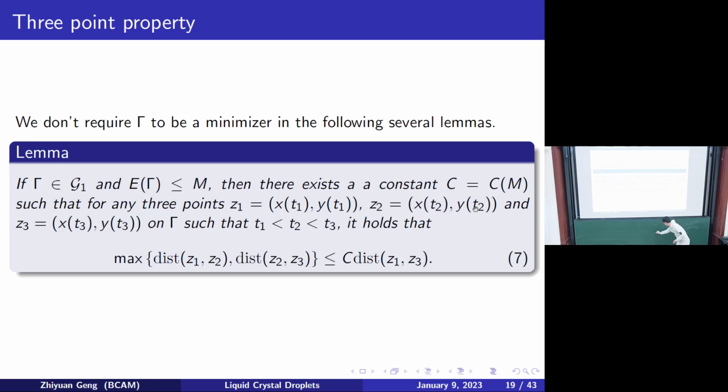So the main idea is, if you have a 3-point J1, J2, this is J2.